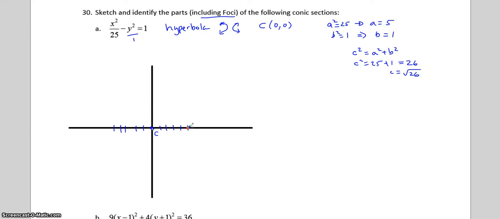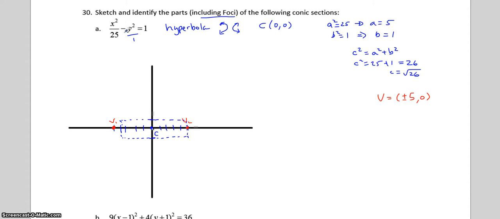I'll draw those in red; we'll do the hyperbola in red. That's V1, that's V2, and if we write those points off to the side, we can write them as plus or minus 5, 0. Now we have to draw our hyperbola box. B is 1, so we're just going to go up 1 unit. That gives us everything we need to draw what I like to call the hyperbola box.